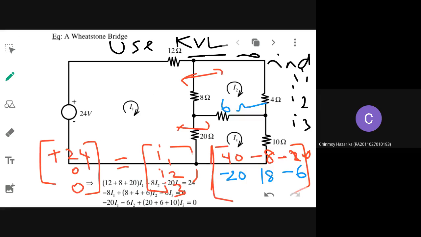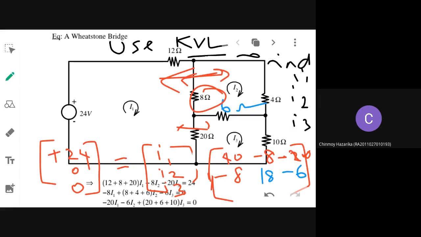Next, the third mesh. Okay, I will ask somebody else. Ma'am, how is R21 minus 20? It should be minus 8, no? R21 is between 2 and 1, no? Okay, this is R21. So between these two meshes you have to see that it is 8 only. So I'm rewriting: minus 8. Okay, now it's correct. Take care while writing resistances.